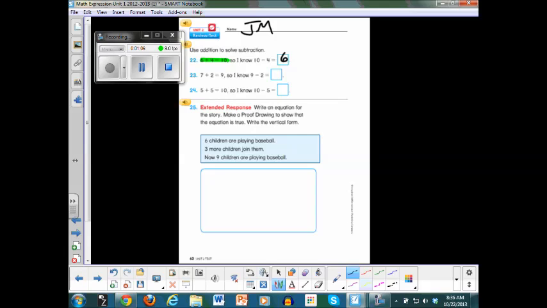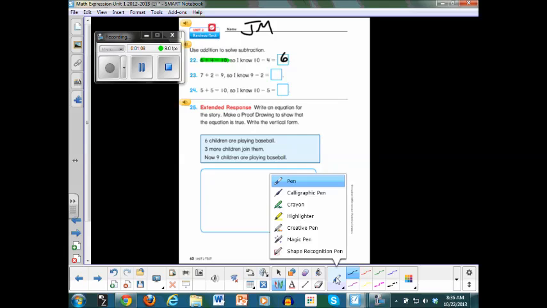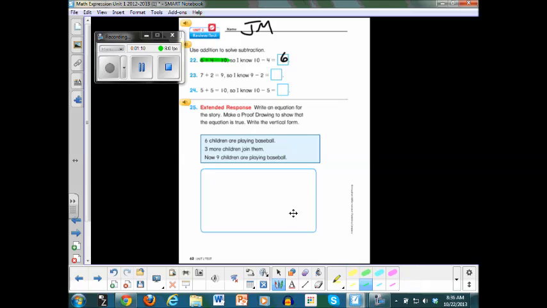Do we underline it? Underline what? Nope, they don't need you to do that. Boys and girls, for number 23, if you know that 7 plus 2 equals 9, you can also say that you know that 9 minus 2 equals 7. Because 7 and 2 are partners of 9. They work together.